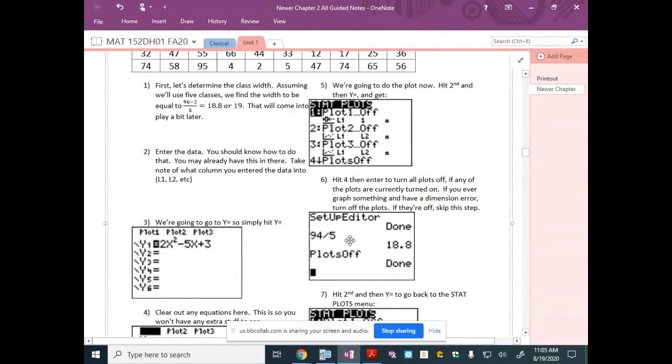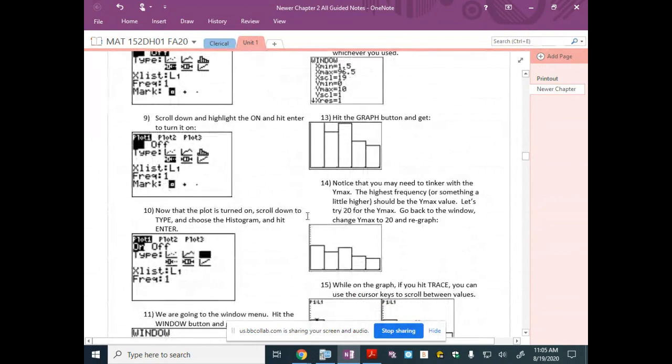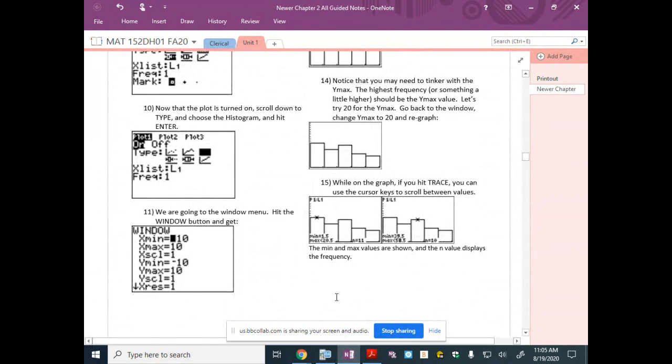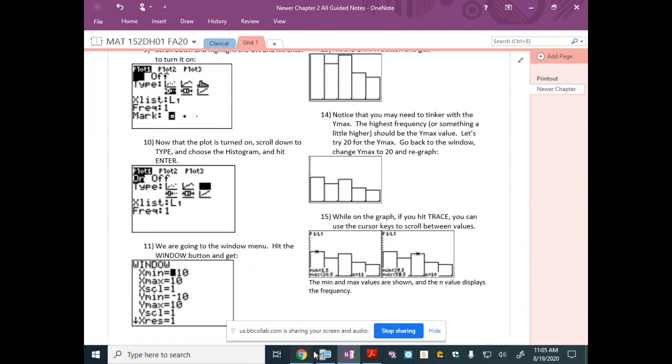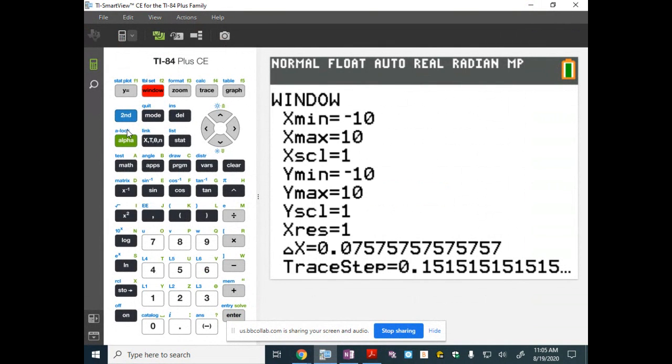Now, what we need to do is go to the window menu. So if you hit window, now what was our lowest class boundary? Our smallest class boundary, what was it?